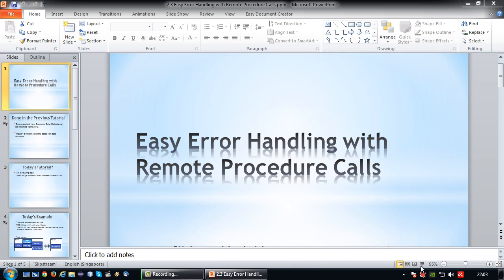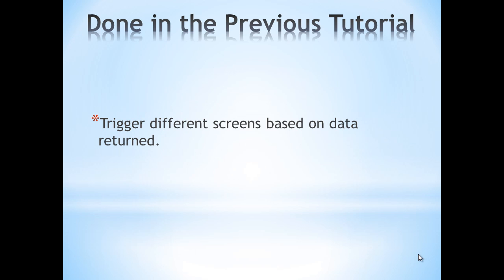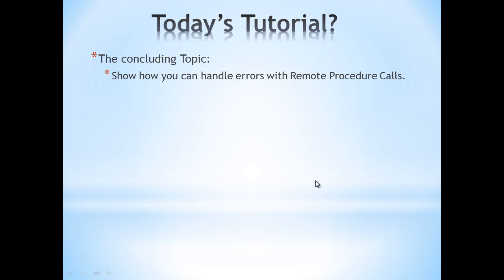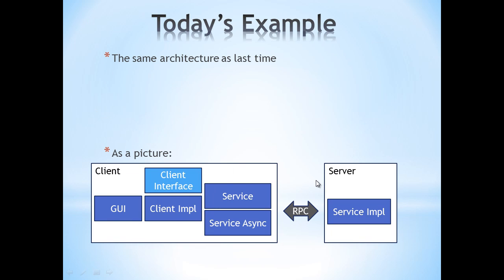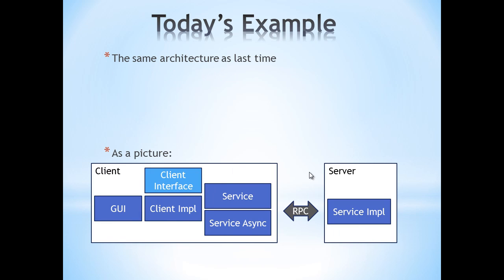Okay, close that, and there we go. So like I said, today's topic is easy error handling with remote procedure calls. So what did I do in my previous tutorial? Well, I demonstrated how complex data objects can be returned using RPC, and I triggered different screens based on the data returned. In today's topic, I'm going to show you how you can easily handle errors using remote procedure calls. For that, I will be using the exact same architecture as last time.